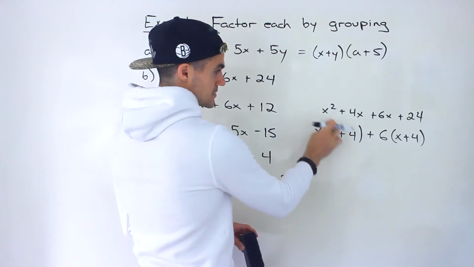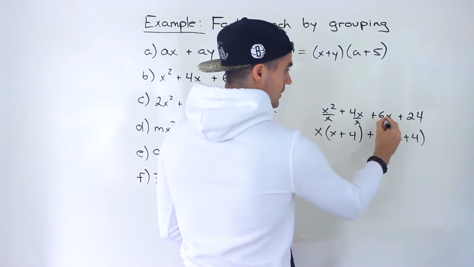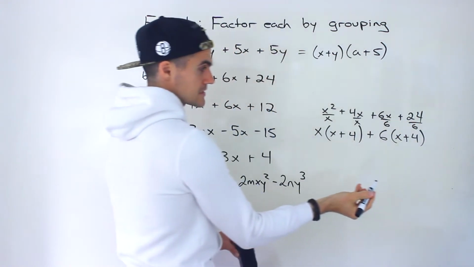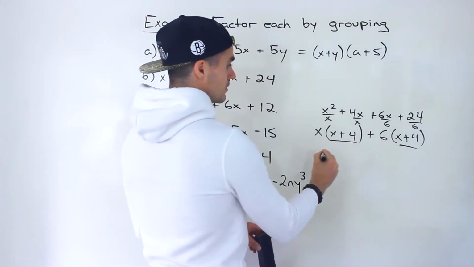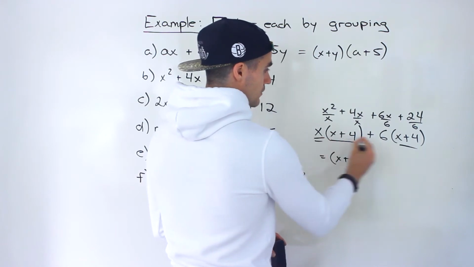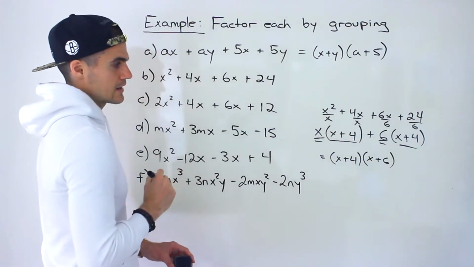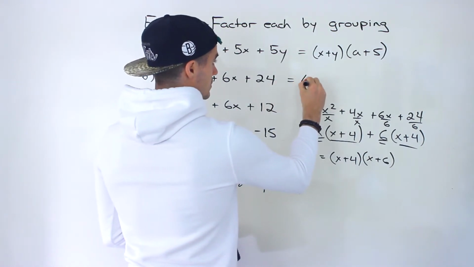Right? This x plus 4 comes from dividing this by x, dividing this by x. This x plus 4 comes from, because we took out a 6 from these two, dividing by 6, dividing by 6. And now notice we got a binomial common factor. So it would be x plus 4. We take that out and we're left with an x plus 6, like that. So that's what it factors to. So that's the answer to part B.